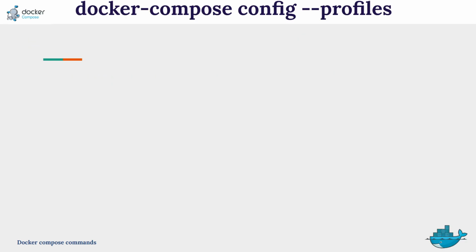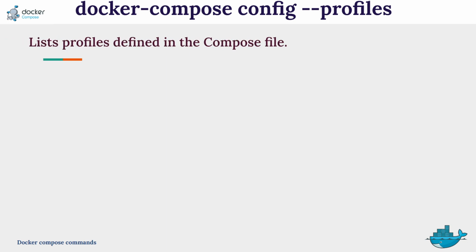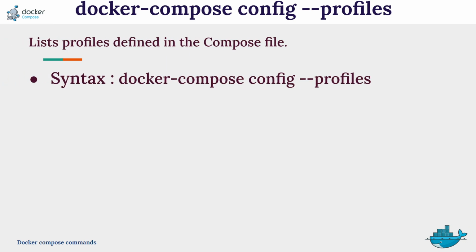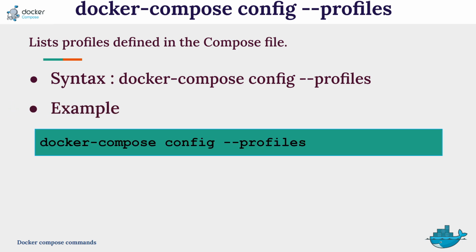Next command is docker compose config --profiles, which lists profiles defined in the Compose file. Let's see the syntax. The usage of the docker compose config --profiles command starts with the docker compose config --profiles keyword, and shows all profiles configured in the Compose file.